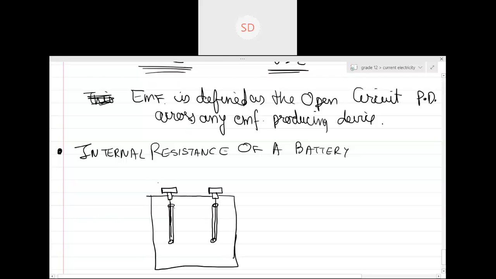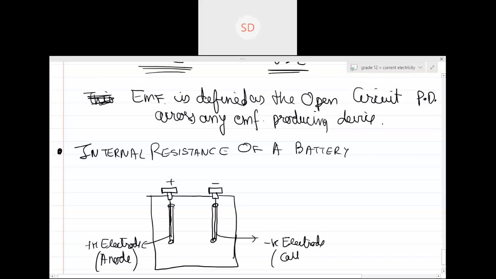Yes. So basically, this is a cell. These are the two electrodes. This is the positive electrode, this is the negative. What is the positive electrode called? Anode. And what is the negative electrode? Cathode. See, there is a trick to remember cathode and anode.